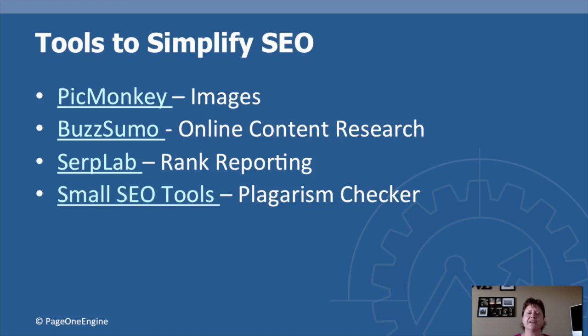Small SEO tools, they have a plagiarism checker out there. That is what I use to make sure that my content is 100% unique. Mind you, it's not Copyscape, but I don't like to pay for Copyscape, so therefore I use that tool. It's very easy, it's been very good, and it has allowed me to come up with some really, really great content that's unique.